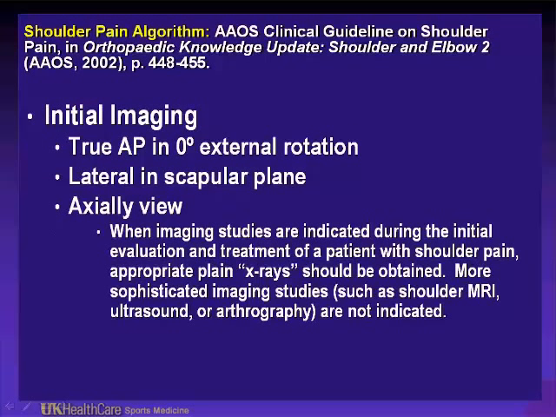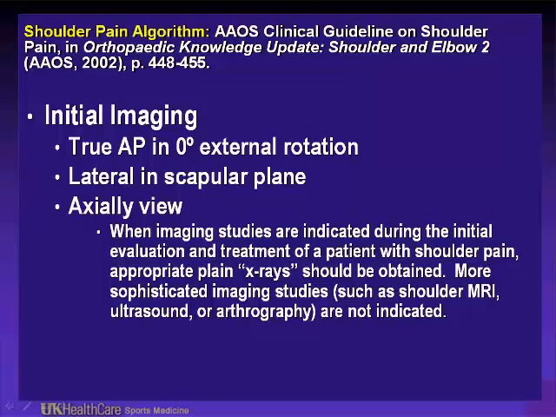So in the shoulder pain algorithm, the initial imaging that is suggested is a true AP in 0 degrees external rotation, a lateral view in the scapular plane, and an axillary view, which is again a very good image. Sometimes you have to hold the shoulder if they're dislocated. You as the physician have to hold the shoulder and assist the x-ray tech.